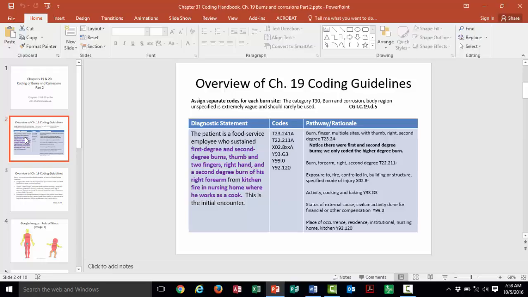Then we get into those external cause codes. Exposure to the fire, the activity he was cooking, he was working, so we're going to use that Y99.0 code. And last of all, it gives us the place of occurrence.